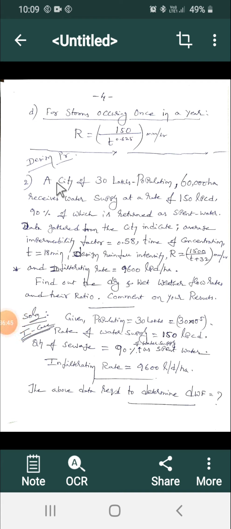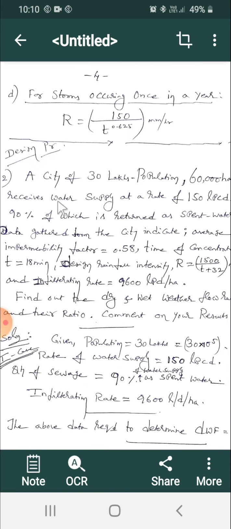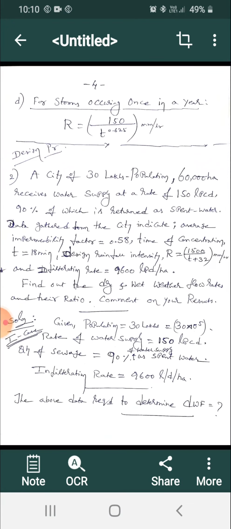Now in this problem, this is the second problem. A city of 30 lakhs population, 60,000 hectares, receives water supply at a rate of 150 LPCD, 90% of which is returned as spent water. Spent water means used water.